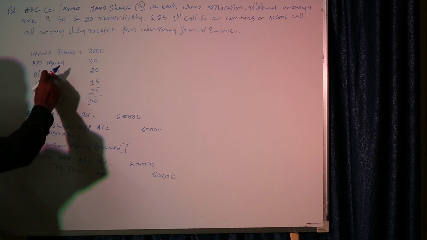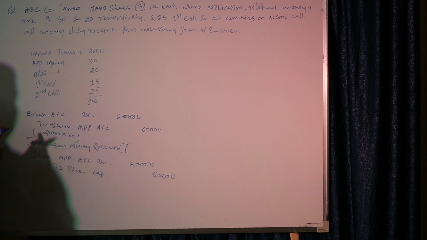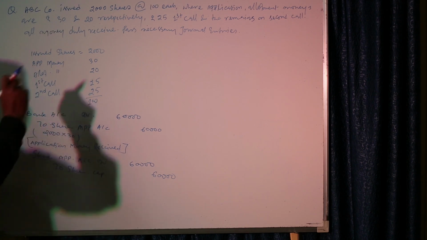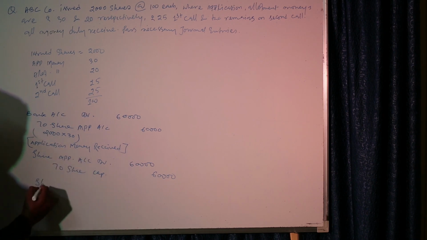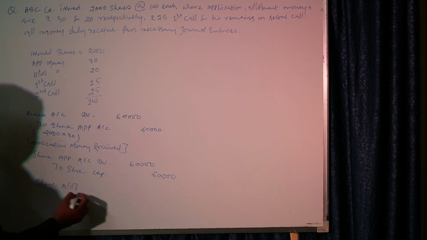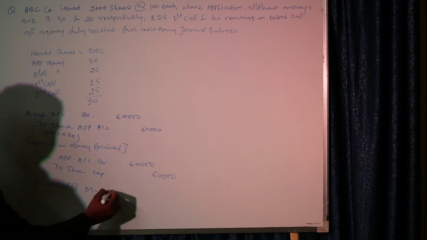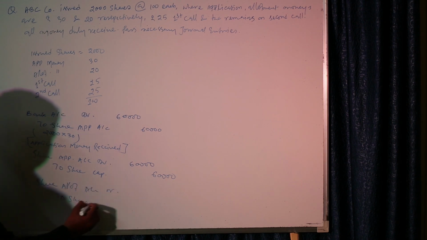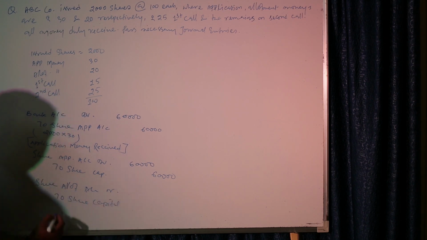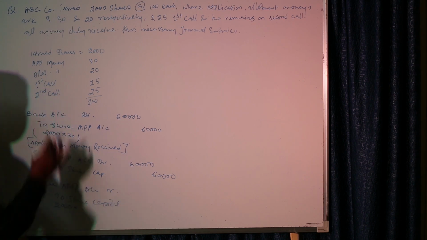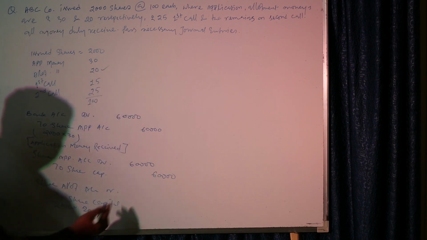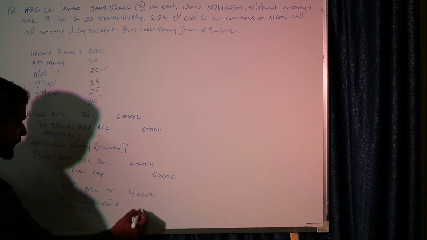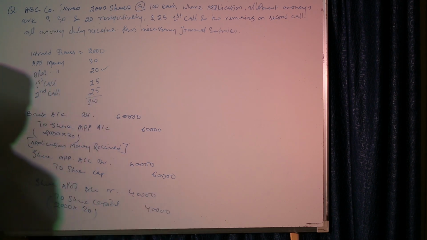Now the second is allotment. I told you that at application time the bank account comes first, but at the time of allotment this entry comes first: share allotment account debit to share capital. How much? Again 2000 into the allotment value of 20 rupees, so 40,000 rupees. It is the due entry because allotment money is still not received.